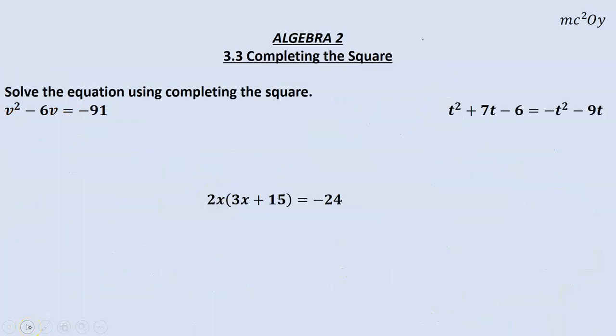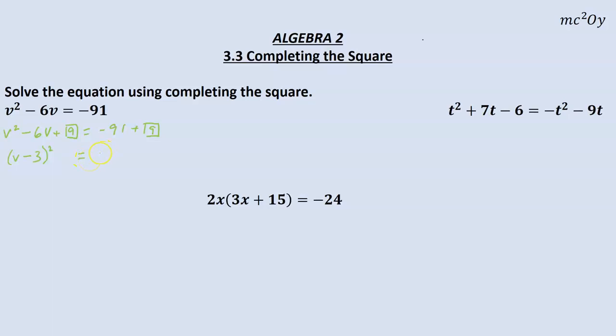Let's solve these by completing the square. So these get a little more complex. v squared minus 6v equals negative 91. So I'm looking at it and I go, well, let's go ahead and set it up like I did the last one. v squared minus 6v plus something is going to equal negative 91 plus something. Okay, that something is whatever's going to complete the square here. So if I go v minus half of that, half of 6 is 3, squared, and that's going to give me 9 back there. That means I have to add 9 to both sides.